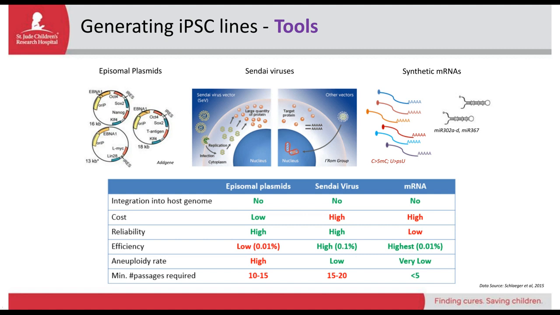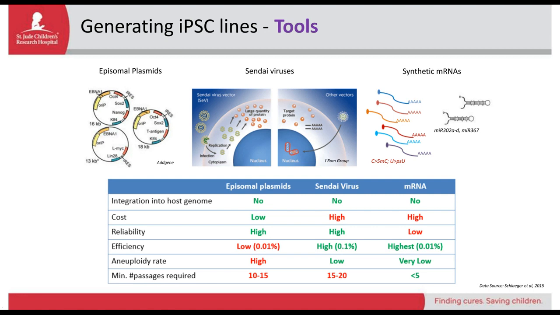Briefly, episomal plasmids are affordable, but they do require a large number of iPS clones to be screened, because the rate of aneuploidy in the iPS lines that you get from using episomal plasmids is a bit higher than the other methods. Plus, one needs to passage iPS lines at least 10 times before you can completely get rid of the plasmids from the cytoplasm of those iPSCs. And that is important because we don't want these reprogramming factors to continue expressing ectopically when you're trying to differentiate your iPS lines towards specific cell lineages.